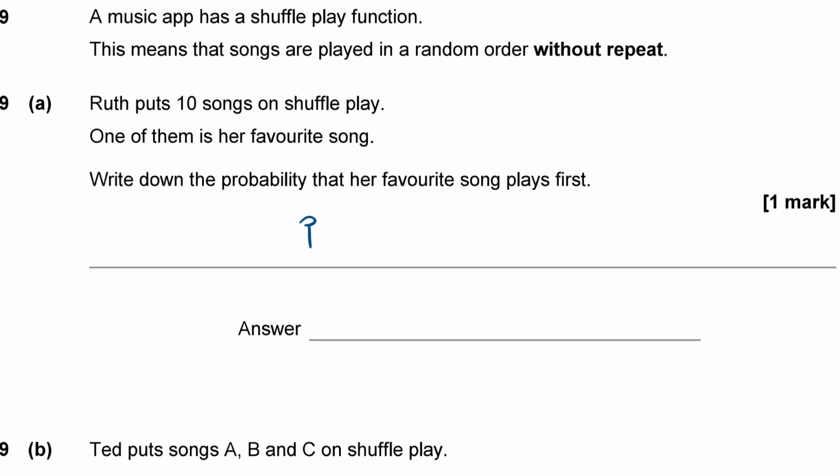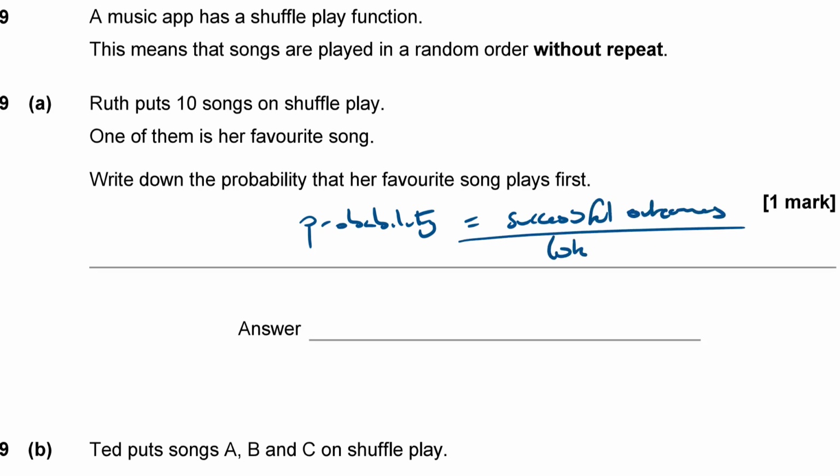Okay, so probability is defined to be successful outcomes divided by total outcomes, isn't it? Now, if I'm picking a song at random from 10 songs, then my total outcomes is going to be 10, isn't it? Now, she's only got one favourite song, so for this to be successful, we need to pick her one favourite song out of the 10 songs. So the probability that it picks her favourite song first is going to be 1 out of 10.